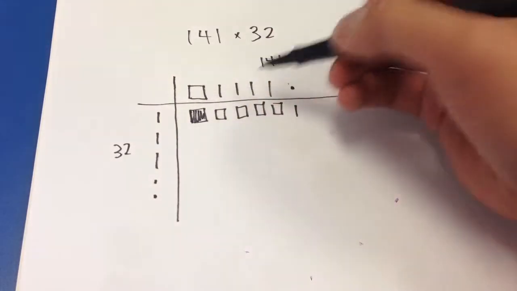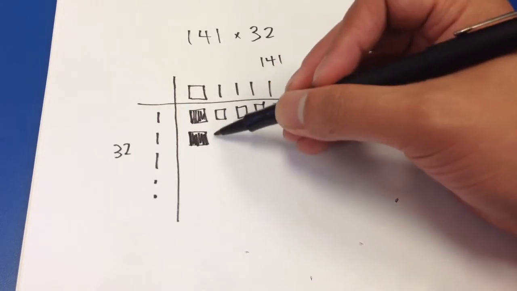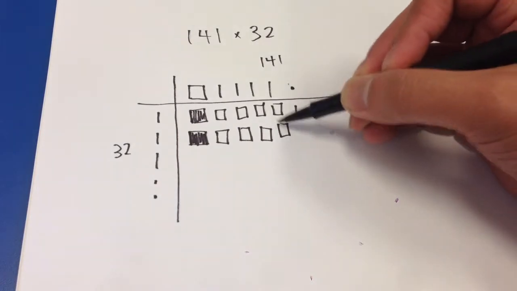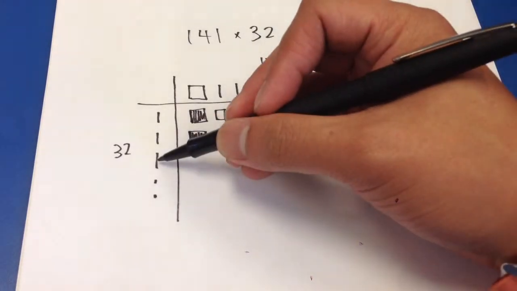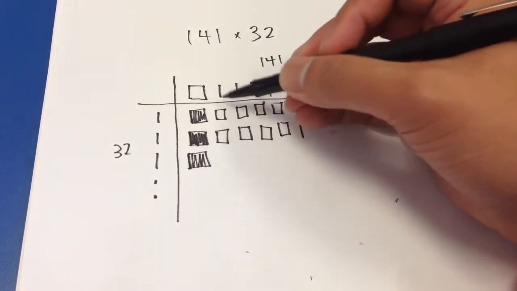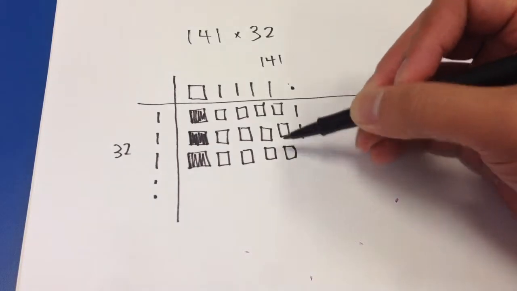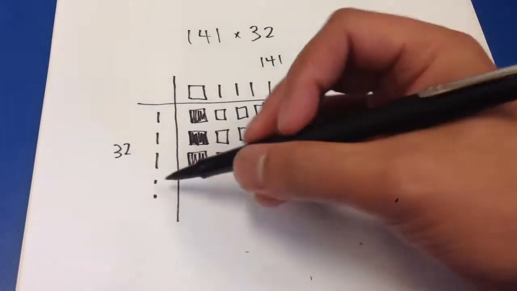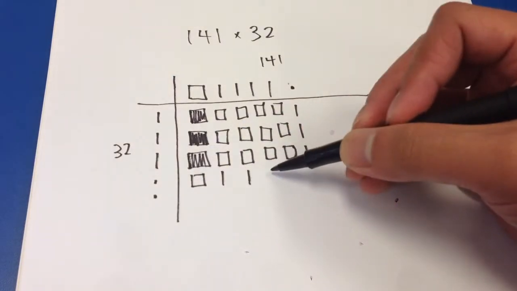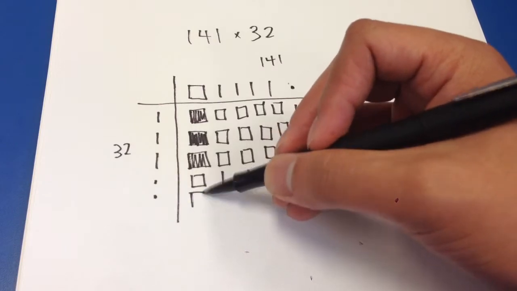Here I have 10 times 100 is 1,000. 10 times 10 is 100, and so on. And 10 times 1 is 10. And again, 10 times 100 is 1,000. 10 times 10 is 100. And 10 times 1 is 10. Now I have 1 times 100 is 100. 1 times 10. And 1 times 1 is 1. 1 times 100.